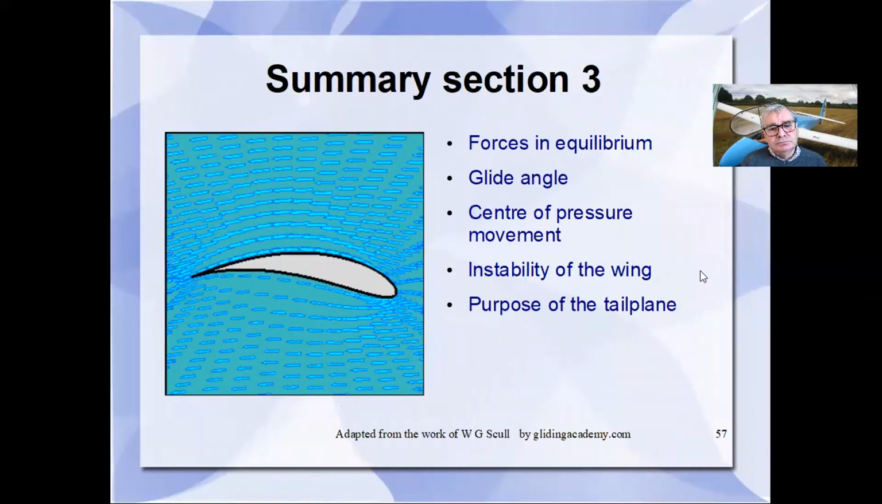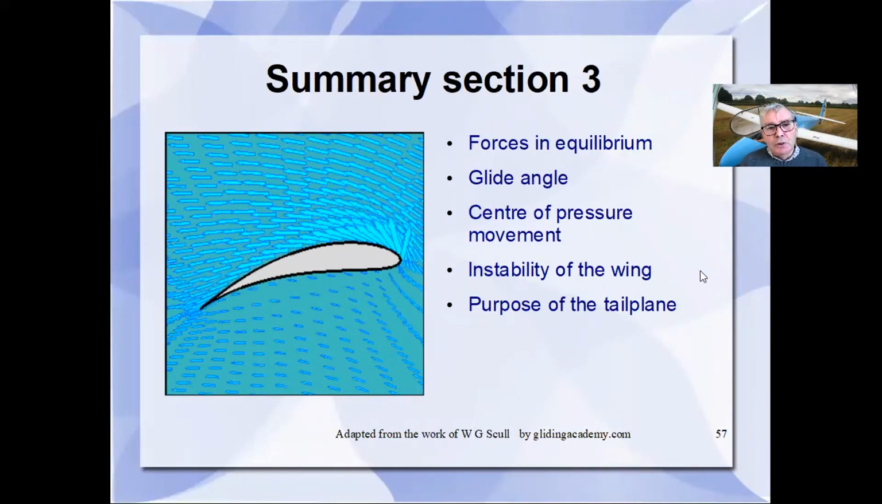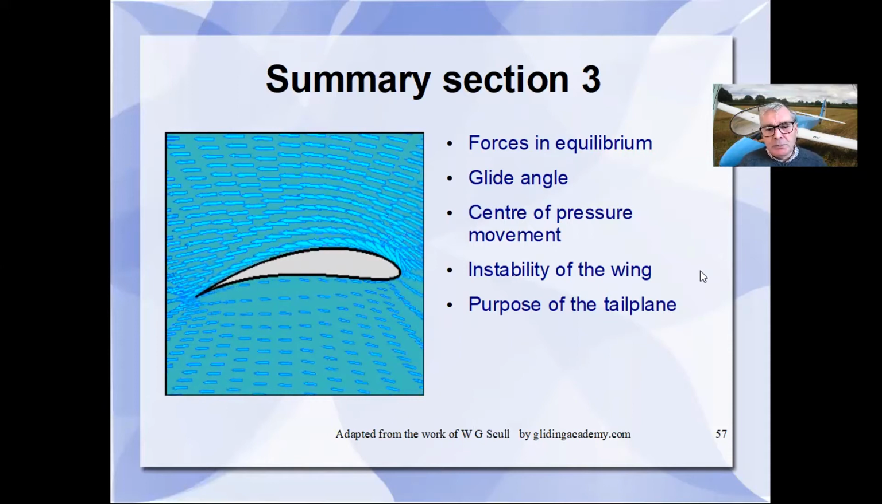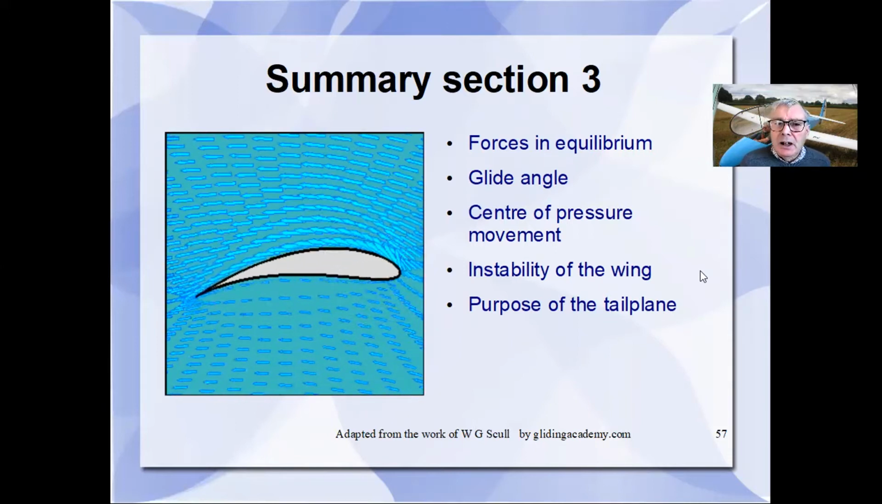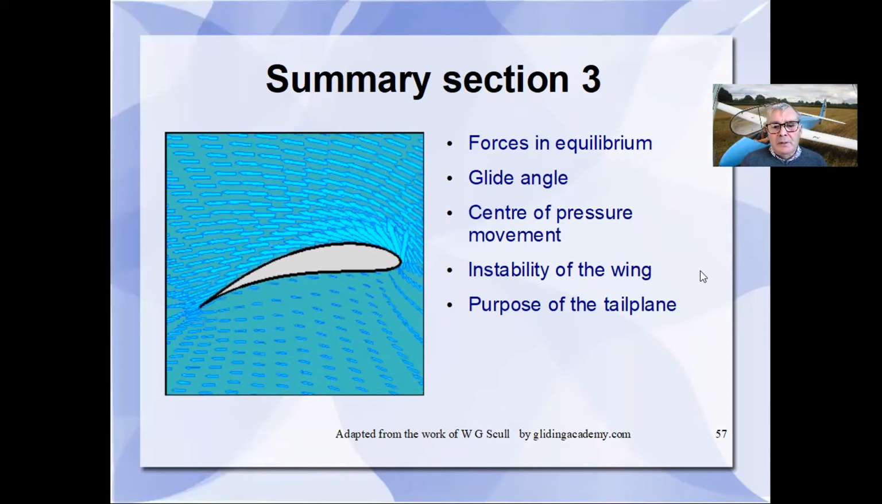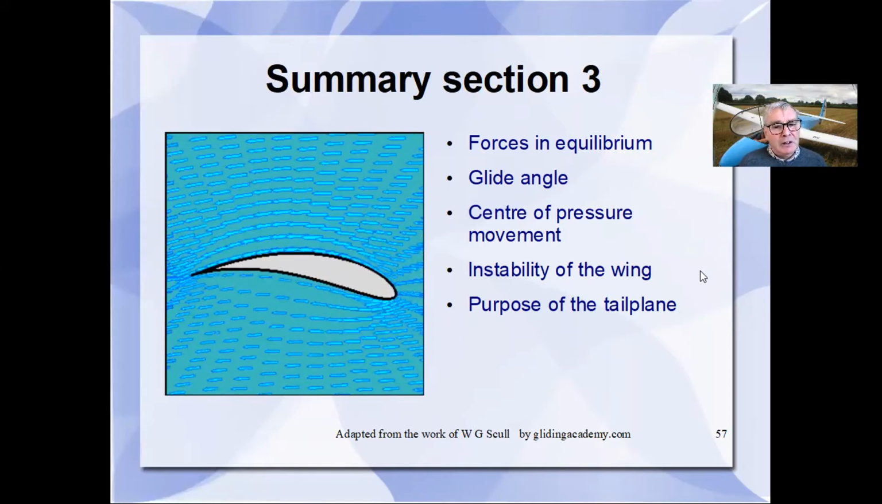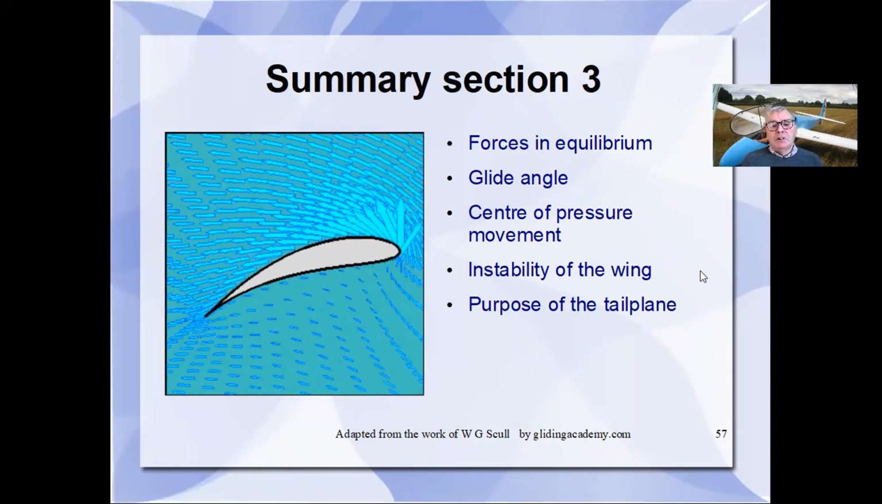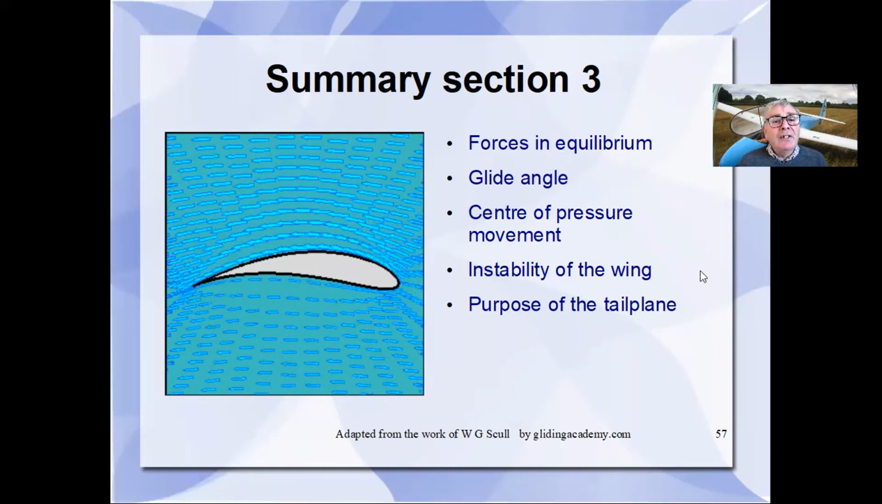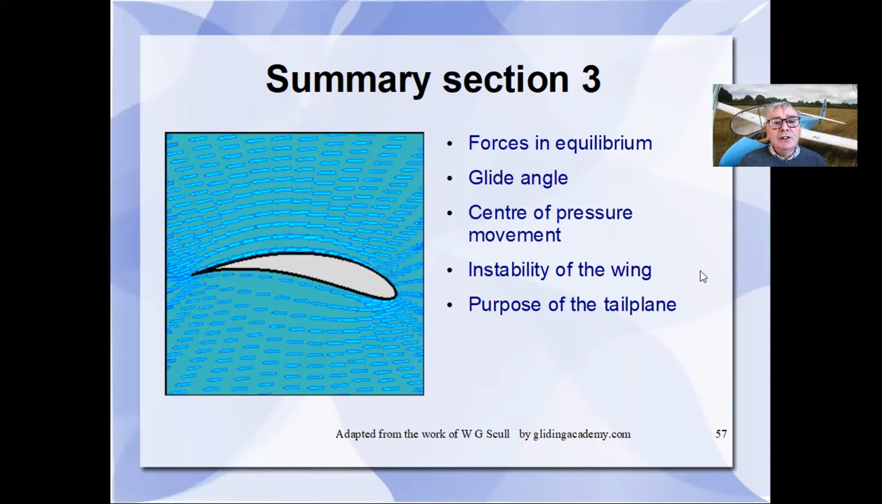And that's it. So we've looked at the forces in equilibrium, glide angles briefly, the center of pressure movement, how that moves towards the front of the aircraft when we increase the angle of attack, and therefore the inherent instability of the wing itself, and how the tailplane deals with that problem.